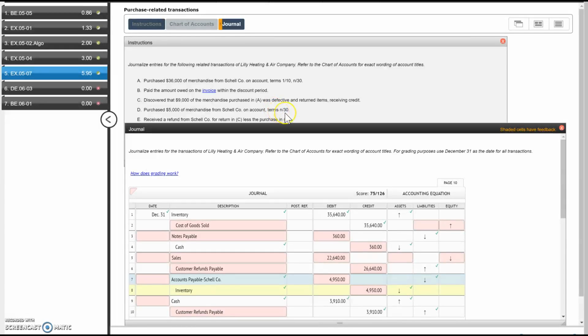This one doesn't tell us that there's a net of anything. It just says net 30. There's no 1/10, so that means we don't get a discount on it. So forget that little 1% discount that you took out.